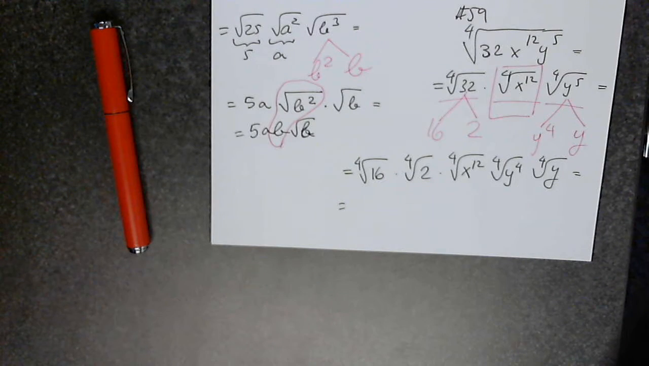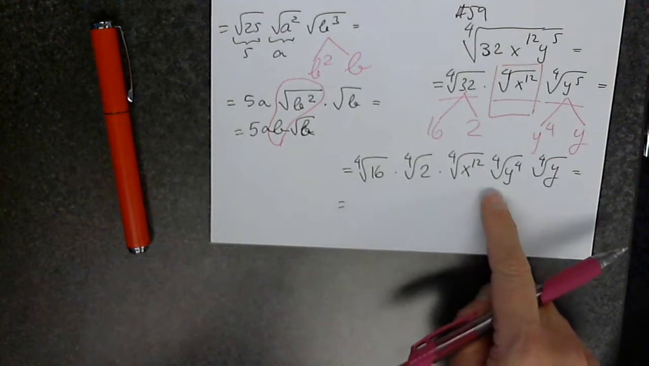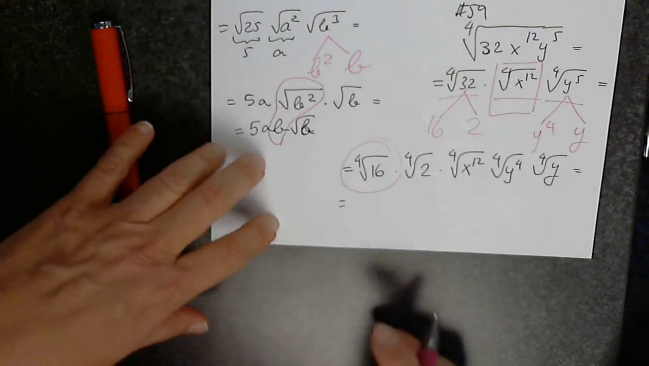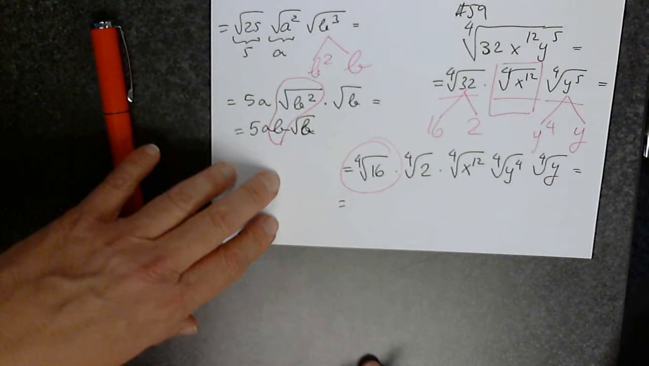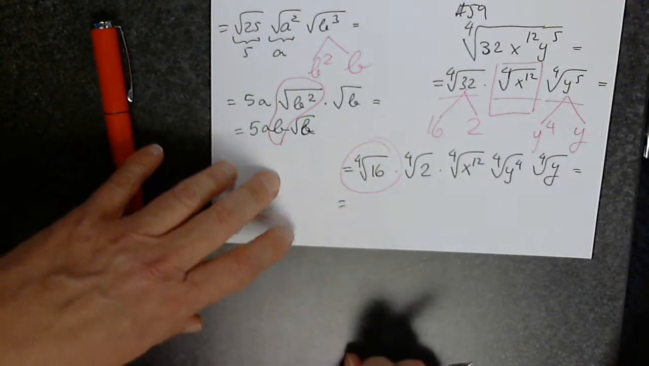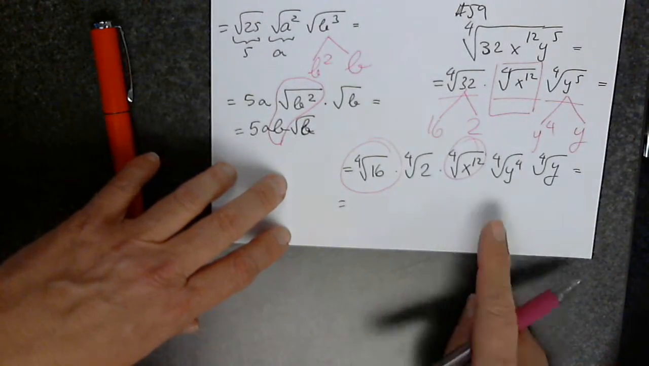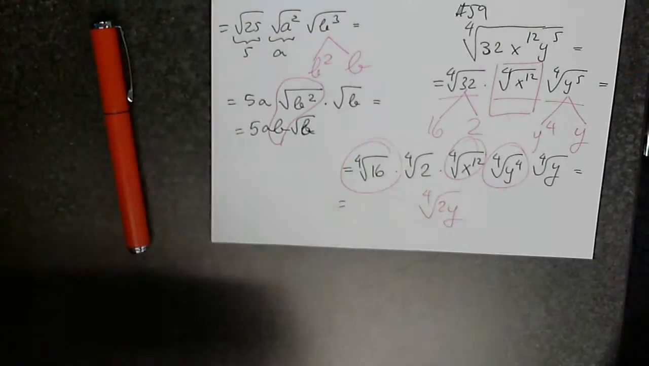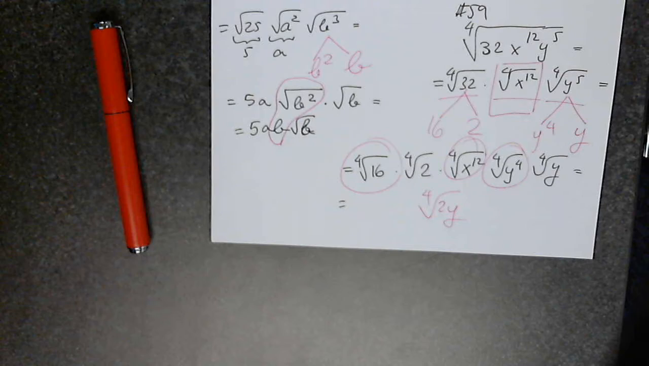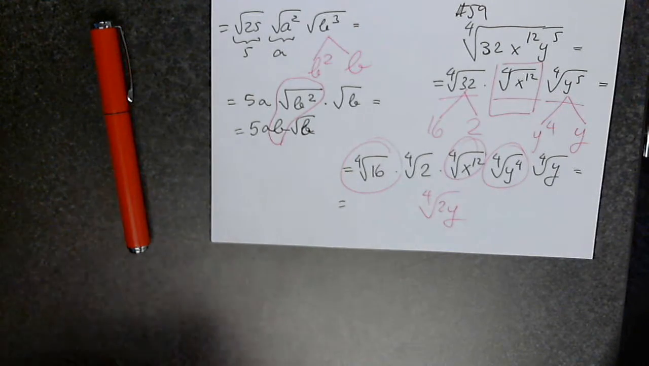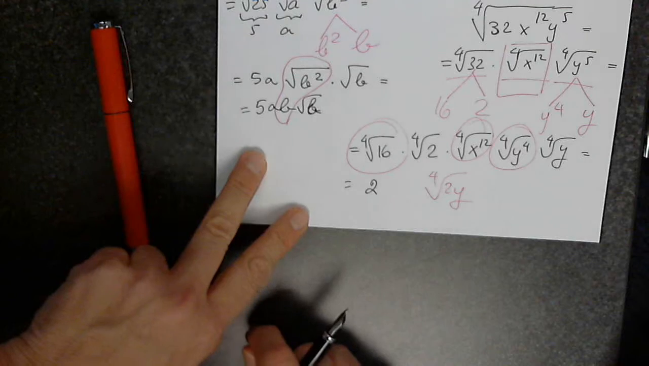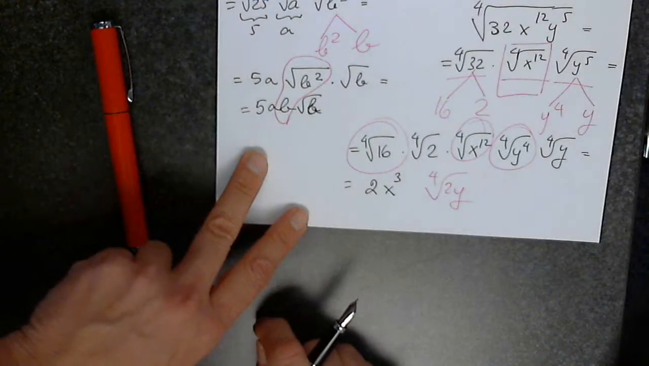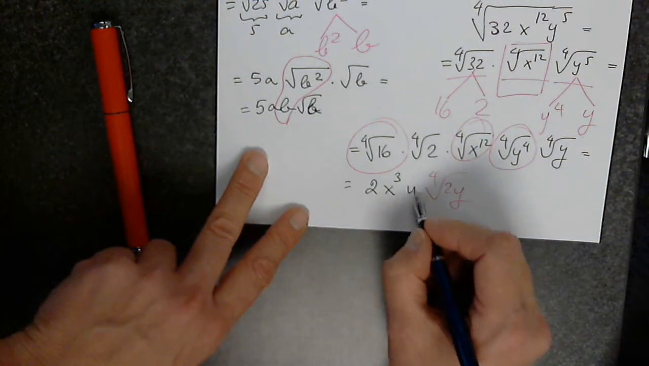Which radicals will disappear? 1, 2, 3, 4, 5. Will 1 disappear? Yes. Good. Will 2 disappear? No. Will 3 disappear? Yes. Will 4 disappear? Yes. But the fourth root of 2 and the fourth root of y have to stay. Those two have to stay. So please simplify the first. Please simplify the third. Please simplify the fourth.